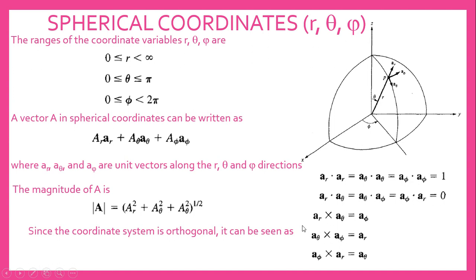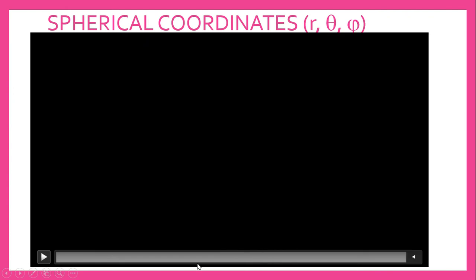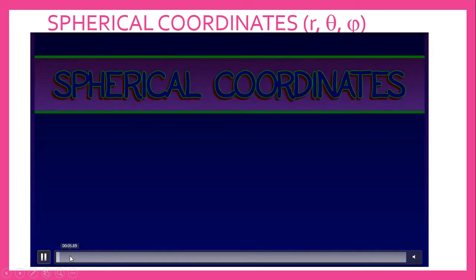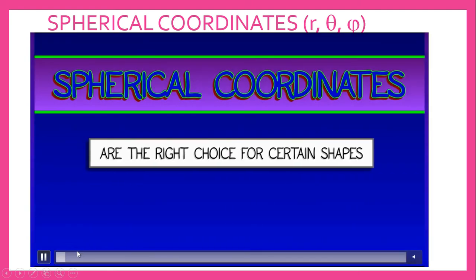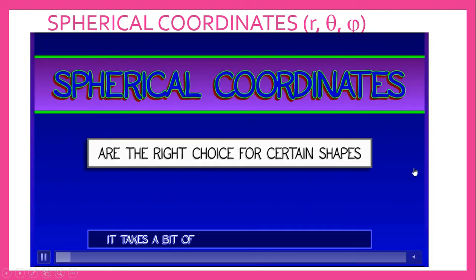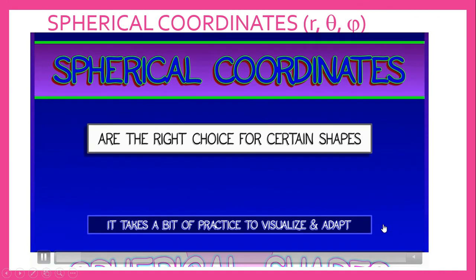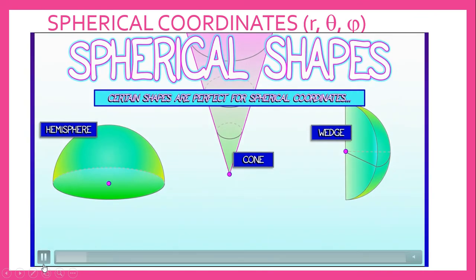Likewise, in cross product, a_r cross a_theta will give a_phi. a_theta cross a_phi will be a_r. a_phi cross a_r equals a_theta. So for better understanding, let us see a 3D animation of the spherical coordinates. The spherical system takes a bit of practice to visualize and adapt, and it consists of three main shapes. One is a hemisphere, another one is a cone, and the other one is a vector.